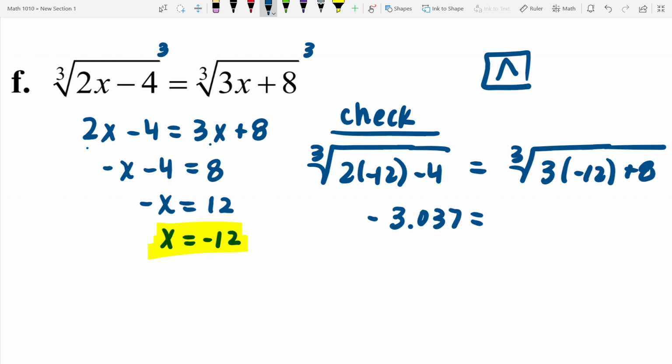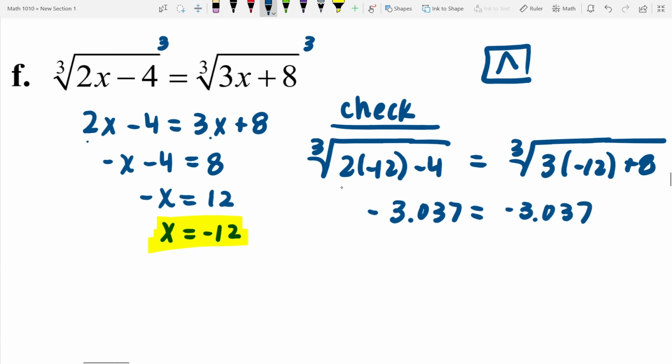So everybody go 3, second, hit that caret button, 3 parenthesis, negative, oops, sorry, do that again, clear that out. Everybody go 3, second, caret button, then go parenthesis, 3 parenthesis, negative 12, close it, plus 8, close my radical, hit enter, and I got the same thing, negative 3.037. So it totally checks out.